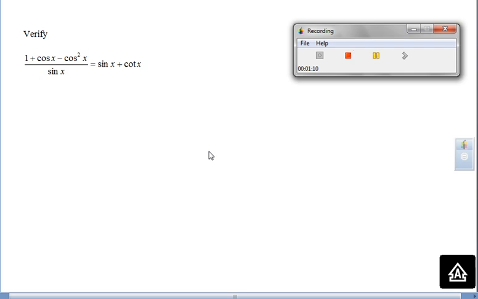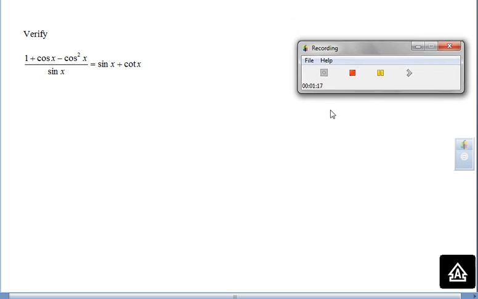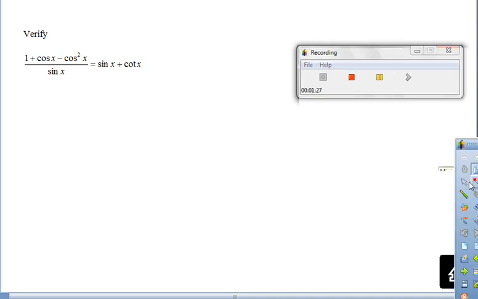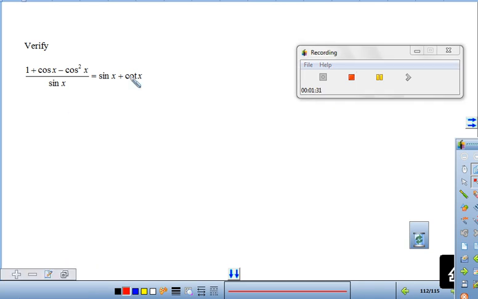So when I look at the first one here, 1 plus cosine of x minus cosine squared of x over sine of x, this appears to be the most complicated side compared to the sine of x plus cotangent of x. So I'm going to start with the most complicated side and see if I can turn it into the simpler side. So I have 1 plus cosine x minus cosine squared of x.